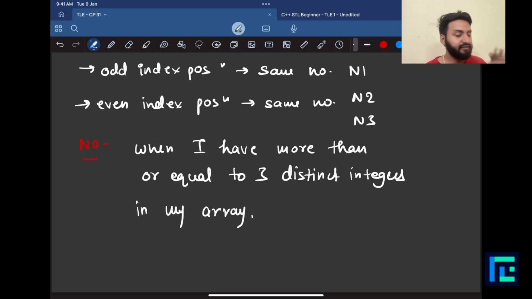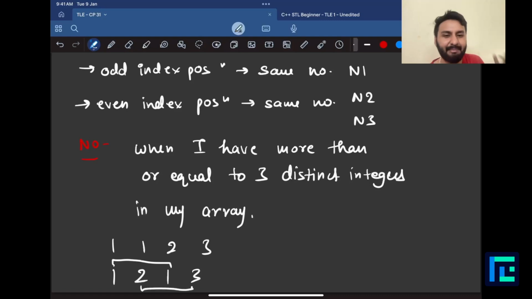Now let's move on. If the no case is clear, I'll just give you a quick example. Let's say the array looks something like 1, 1, 2, 3. If you place at odd positions this 1, this 1, and then in even index positions you place this 2 and the other number might be 3. Although your odd index positions are good to go, your even index positions are becoming a problem, because now you have separate integers, right? That doesn't make sense. Either this would have been a 2, then you were good to go, or both would have been a 3, then also you were good to go. But having 3 or more distinct integers is definitely a problem.